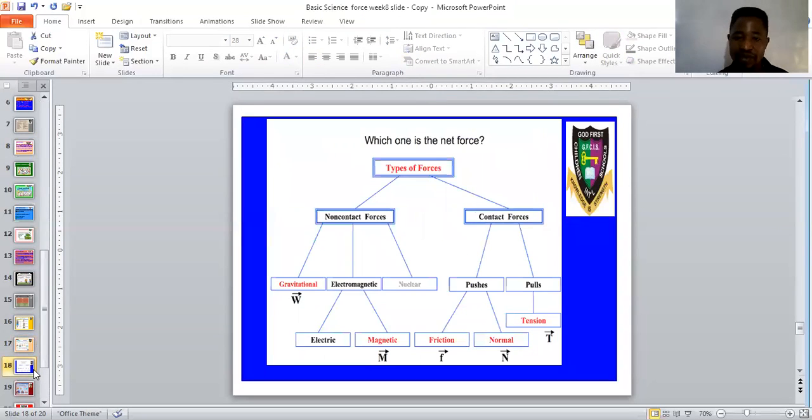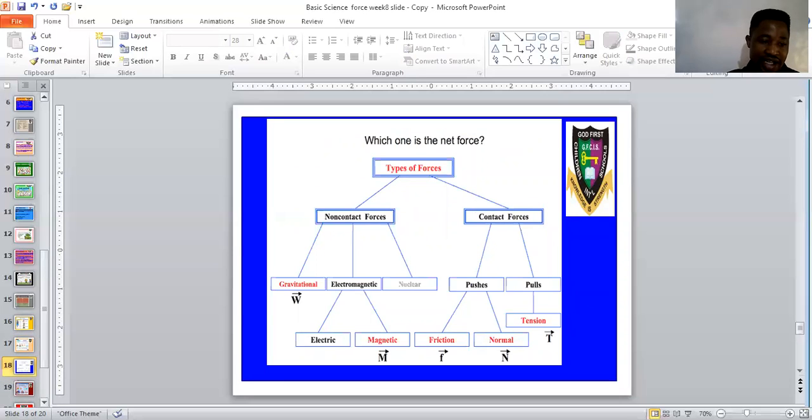You can see here again types of force. Non-contact forces: gravitational, electromagnetic. Electromagnetic means both magnets and electricity. So electromagnetic means electric and magnets. And you also have nuclear. Contact forces, you have pushes. Pushes include friction and normal force. While the last one is pulls. An example of that is tension. All right.